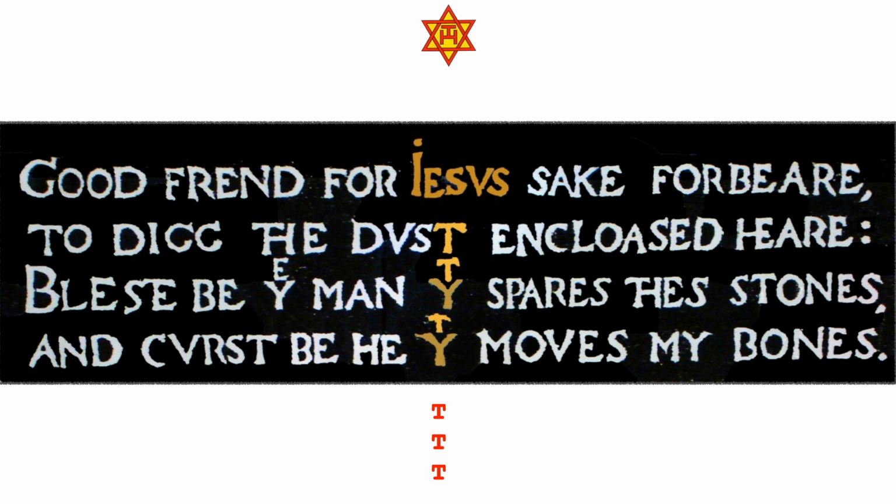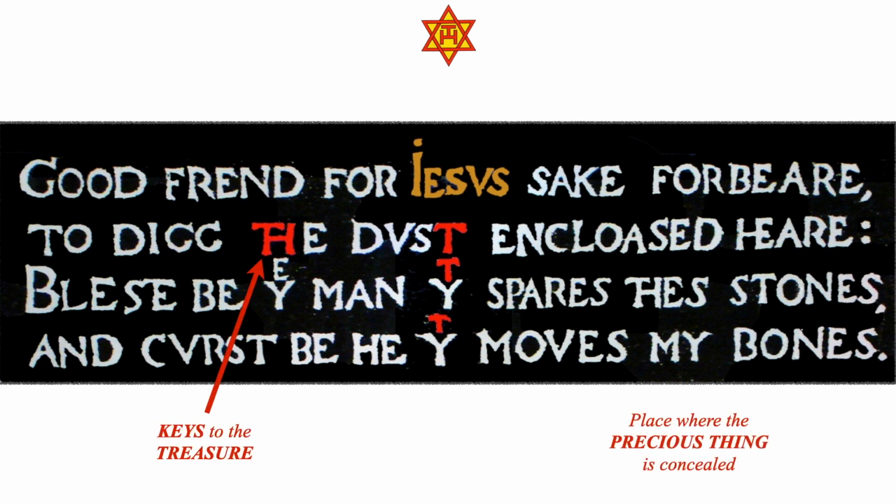So the last lines read, "Blessed be the man that spares these stones, and cursed be he that moves my bones." So you've actually got two Ys that are THs, you've got three T's, which are the TH symbolism of a triple Tau, and there are THs, but they're not actually separate letters. You see, they are ligatured together, mimicking this secret symbol of the triple Tau. Keys to the treasure, place where the precious thing is concealed.